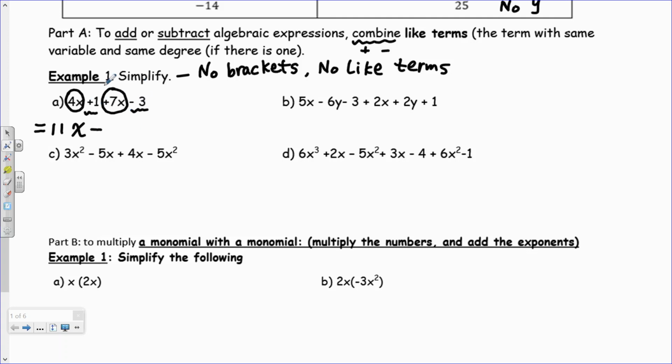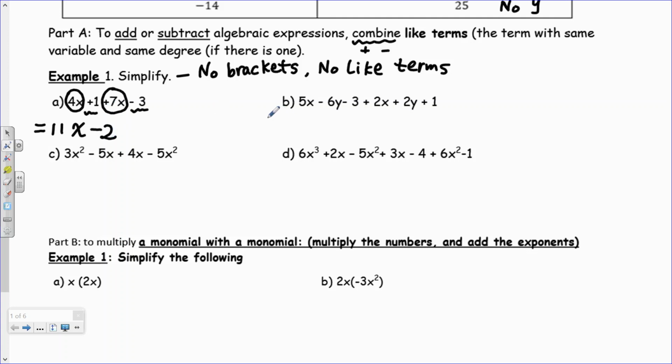Plus, minus, they are different signs, so for adding, you are going to find the difference of 3 and 1. 3 minus 1 gives you 2. So this is how you do the question. So this is the answer for the first one.